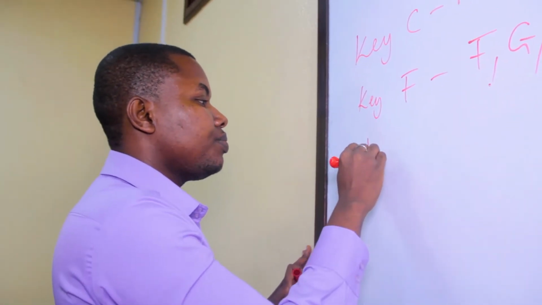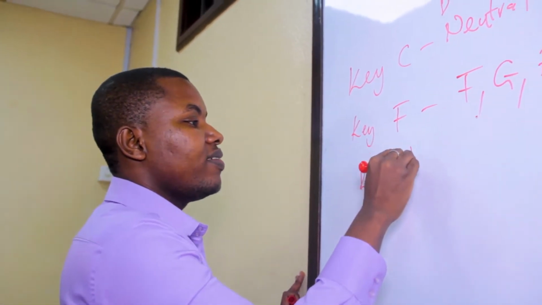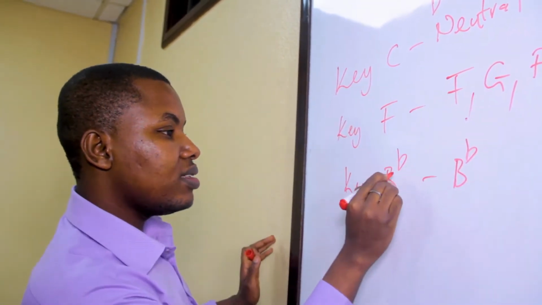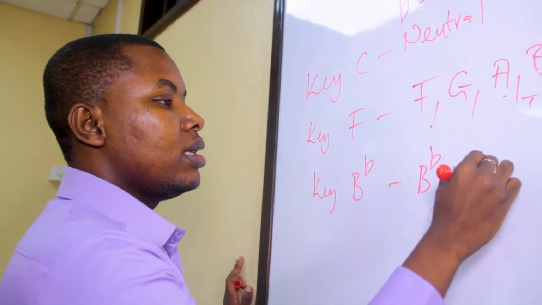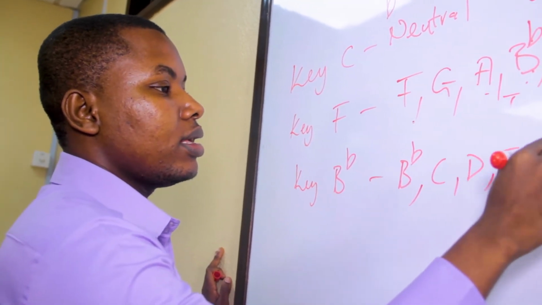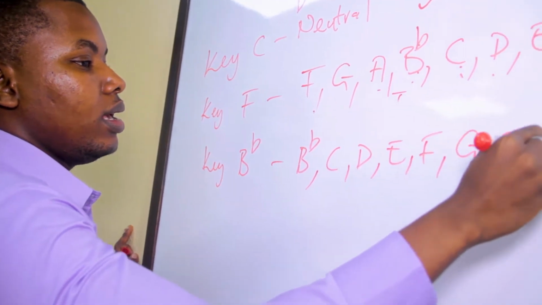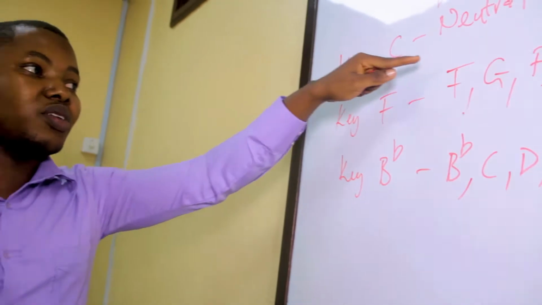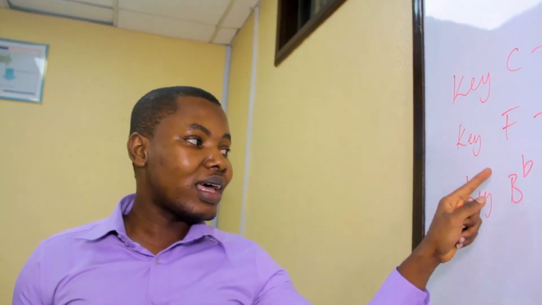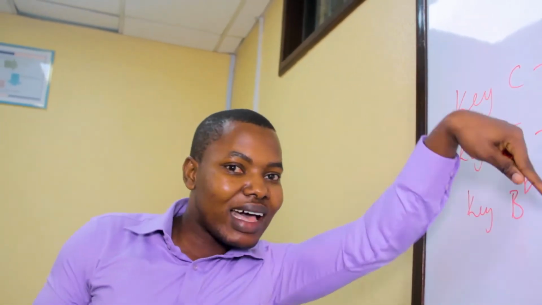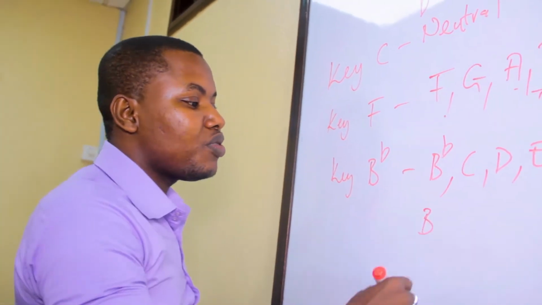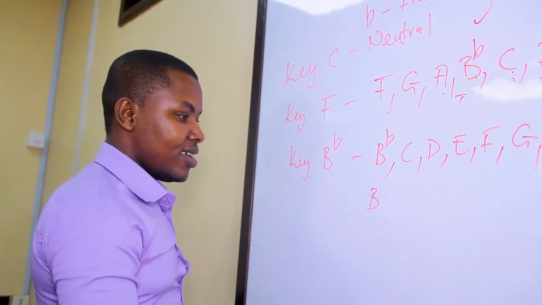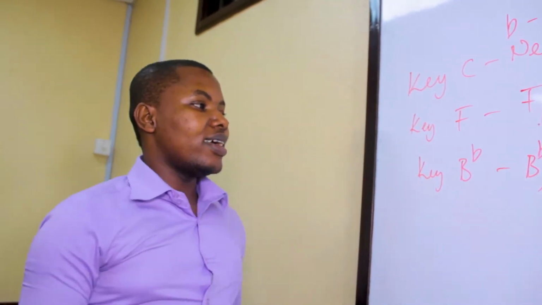So let's take key B flat. Right. So we have B flat. You know, it always takes the flat. B flat, C, D, E, F, G, A, and B flat. You remember the major key was F sharp. We started from F sharp. Likewise, this one, we start from B flat. We'll not start from B. The moment we start from B, we'll get it wrong. We gotta start from B flat. We gotta flatten it.